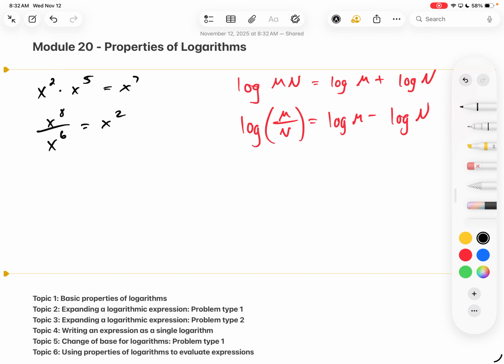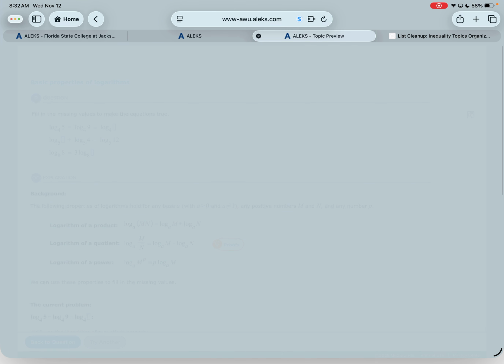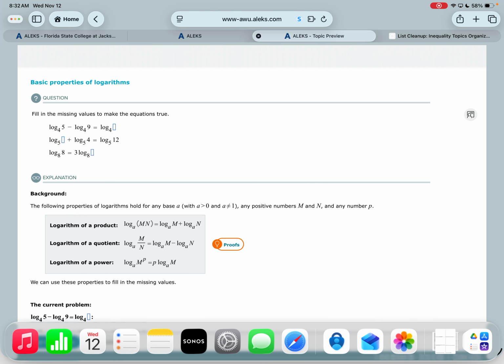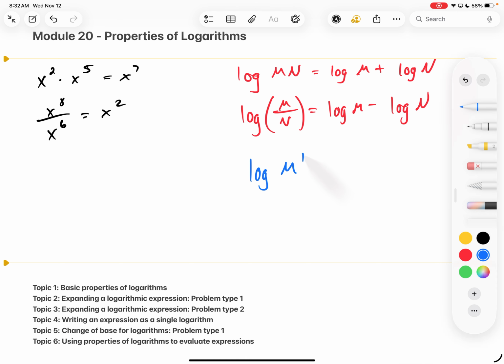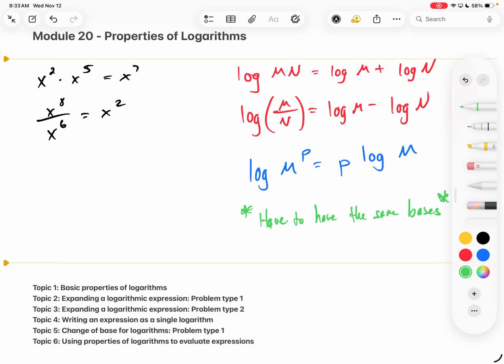The other one that's a little bit different is, sorry, I'm trying to use the same letters as Alex. They use P. If I have m to the p, an exponent of something, what I will do is say that this drops down out in front. So I can write this as p times log of m. And my caveat here is they have to have the same bases, which I don't think Alex will ever give you one with different ones.